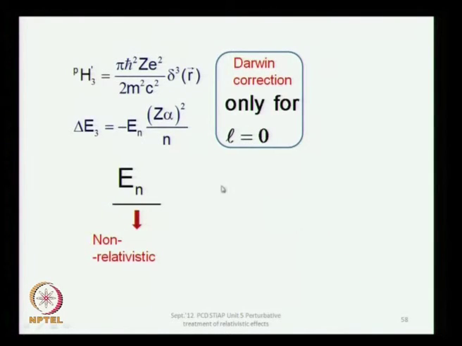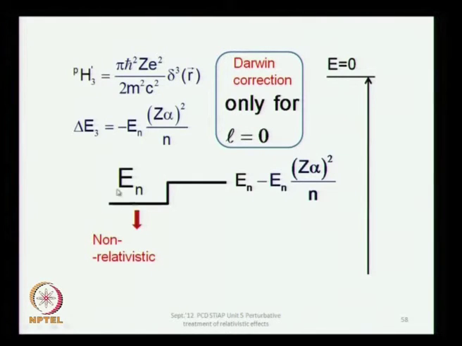And then you have the Darwin correction, which is important only for L equal to 0. This correction will make it less negative, because it goes as minus E n (Z alpha) square over n, and E n is intrinsically negative. So, this will make it slightly less negative, and now what you have to do is to put all three together and see what the net result is.